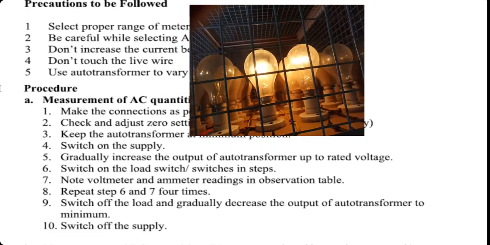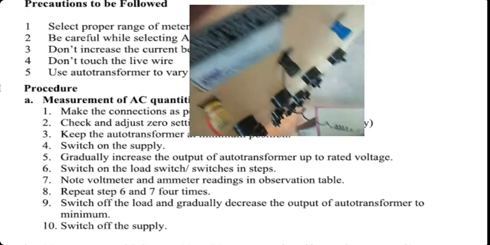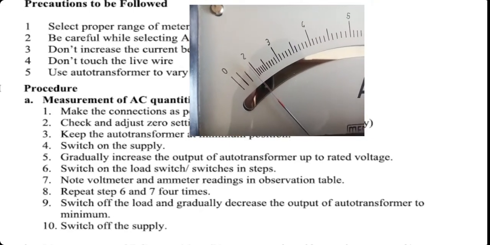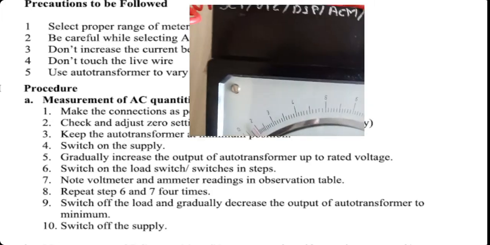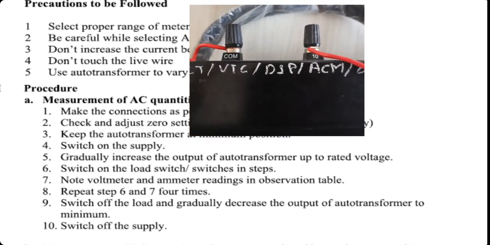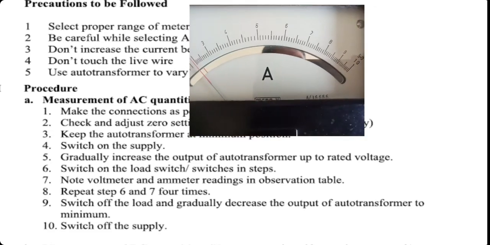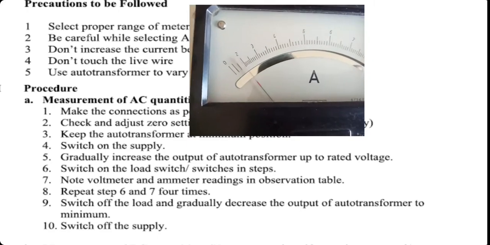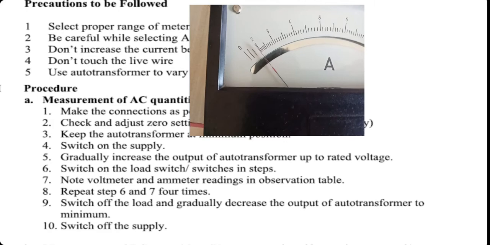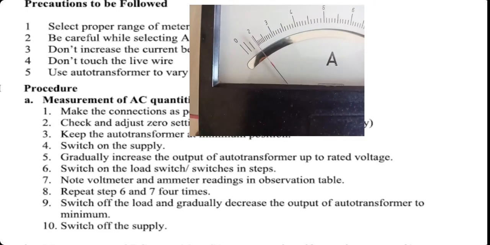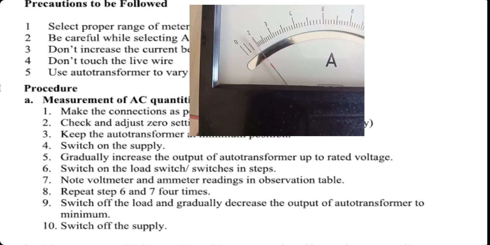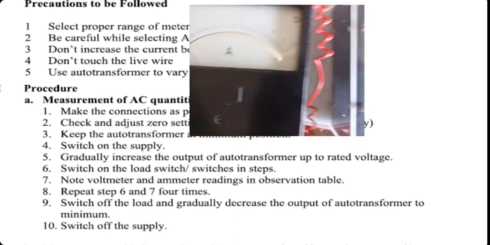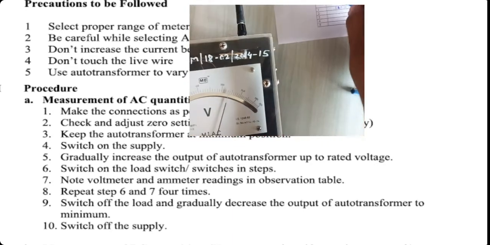Here we can see the lamp is glowing. Now take the reading of the ammeter. Here it is connected for 10 ampere, so the scale range is lower. In the mirror image the reading is 1.99 something, near 2 ampere. This is for the next step.